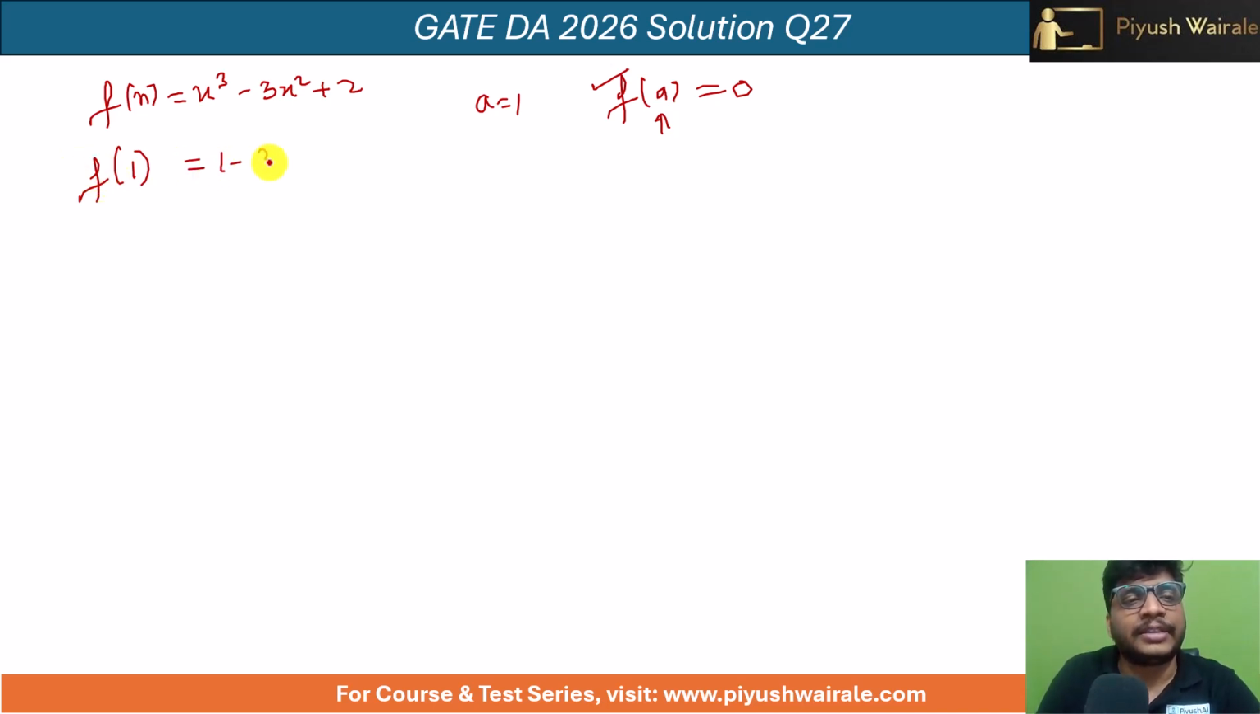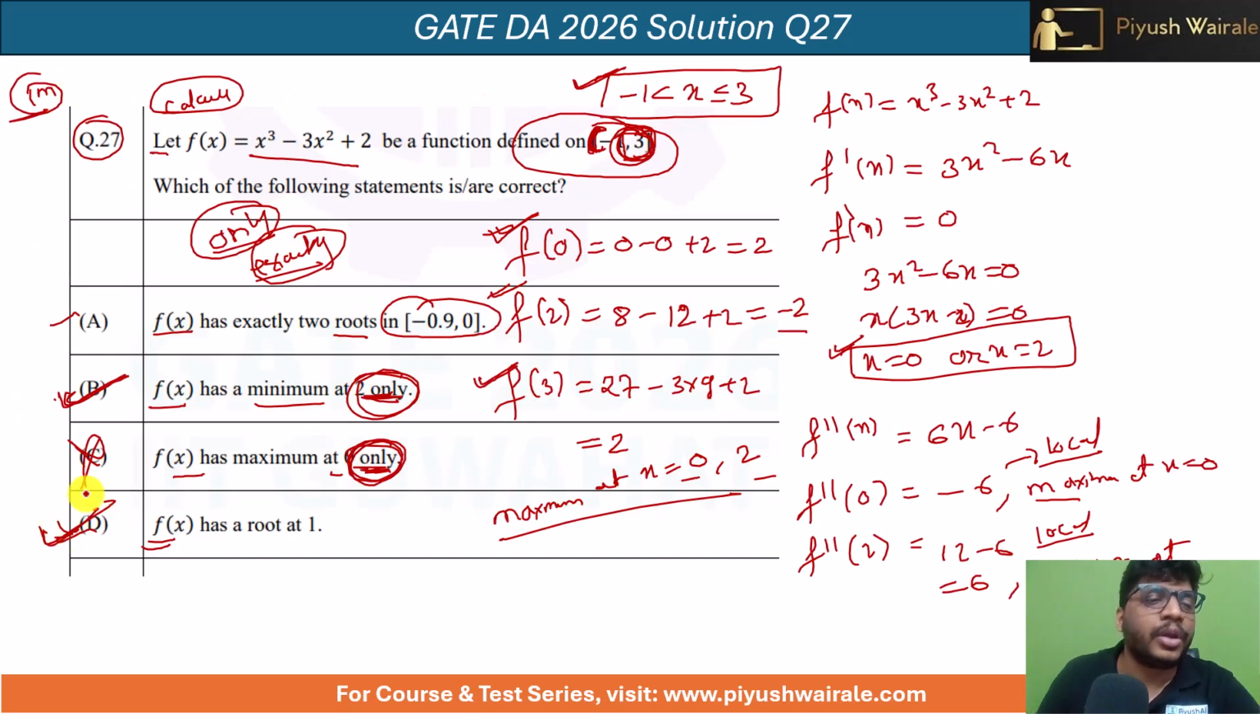So 1 minus 3 into 1 plus 2. So we got 3 minus 3, which is basically 0. It means f of x has a root at x equals to 1. So option D is correct here. Option B is correct. C is not correct. Option D is correct. So f of x has a root at 1. Simple one here, right? Now what about option number A?